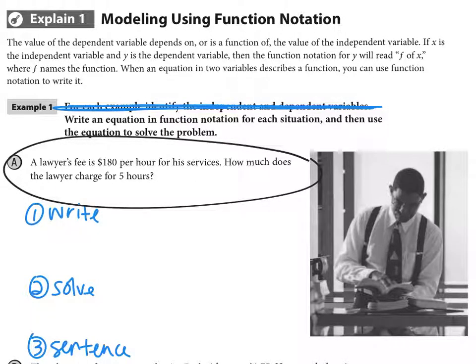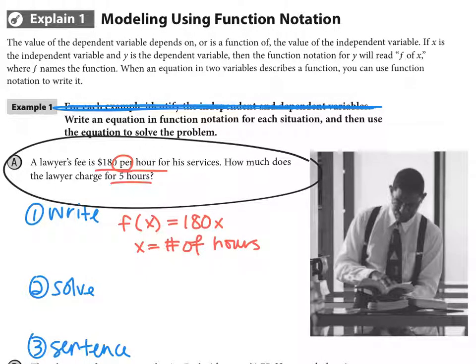So let's go ahead and work this problem out. It says that a lawyer's fee is $180 per hour. You should notice that rate word. How much does he charge for 5 hours? So the only thing I know about his fee is that it's $180 per hour. So my function notation is going to be f of x equals 180x, because that's how much he charges. And we still want to define that variable to say that x stands for the number of hours.